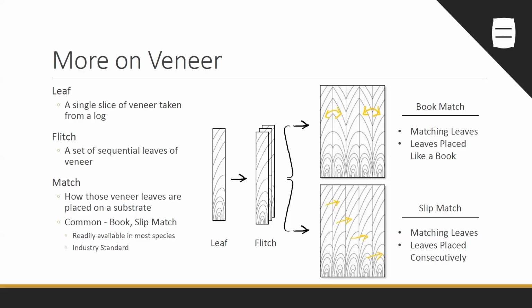These are available in most species. Anyone you talk to in the wood industry should be familiar with book match or slip match. And as I mentioned, these are when you're attaching veneer to a single panel. This is not across an entire wall of panels.